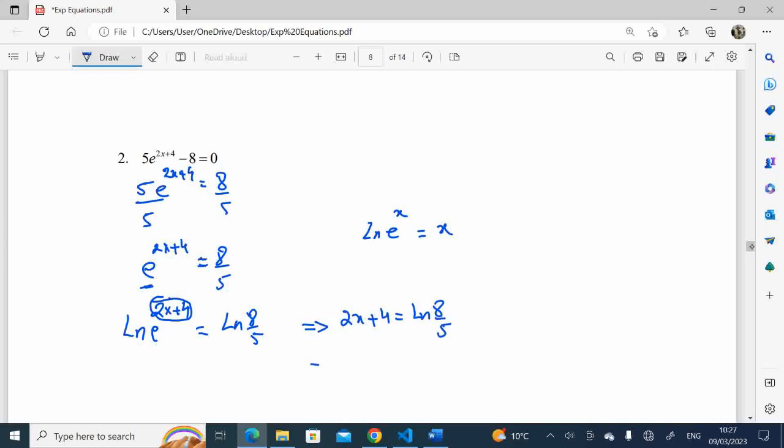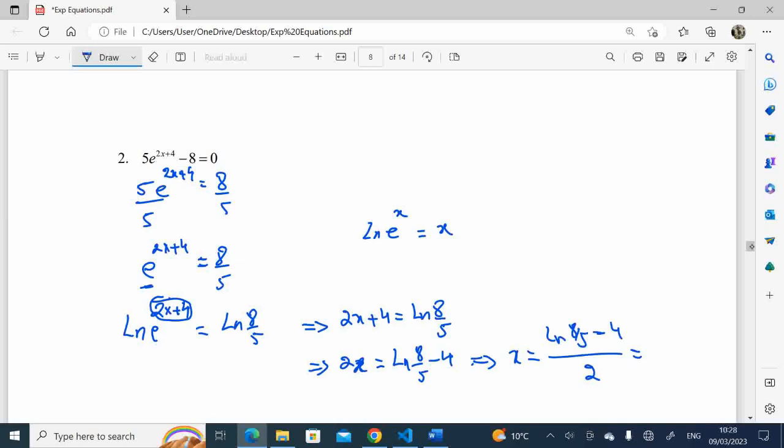Hence 2x will be ln 8 over 5 minus 4, so this is 2x. So this means x will be ln 8 over 5 minus 4 all over 2. You may find an approximate value using the calculator for x, or you may leave it like this.